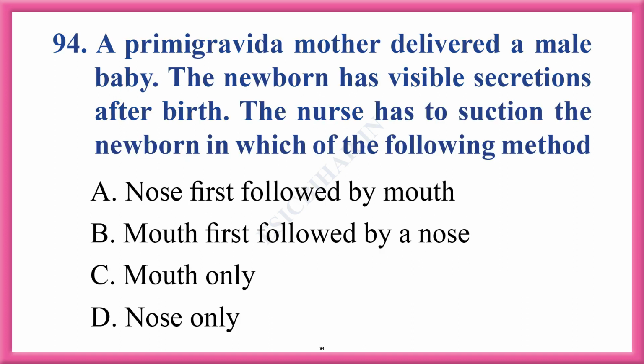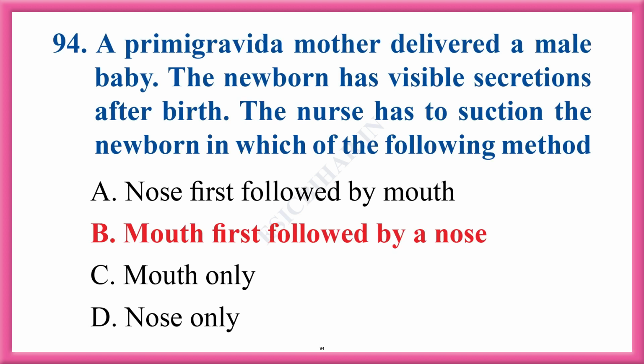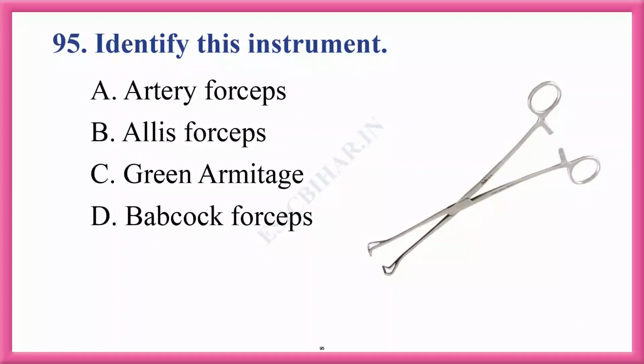Question 94. A primigravida mother delivered a male baby. The newborn has visible secretions after birth. The nurse has to suction the newborn in which of the following method? A. Nose first followed by mouth. B. Mouth first followed by a nose. C. Mouth only. D. Nose only. And the answer is B. Mouth first followed by a nose.